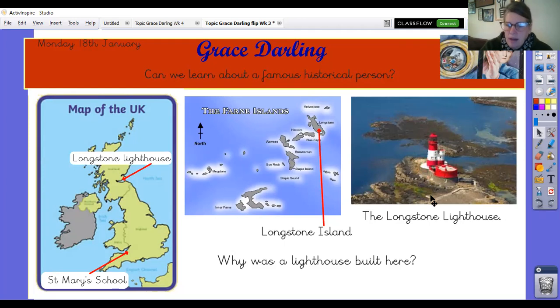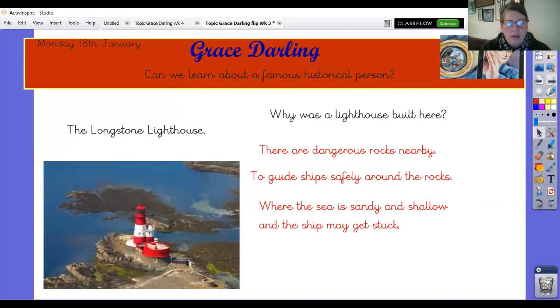Now, why do you think that a lighthouse was built right on that spot? The photograph of it will give you some clues. Right, now we've had a look at some evidence from the photograph. We will see if any of you thought of any of these. Well, let's look at that picture again.